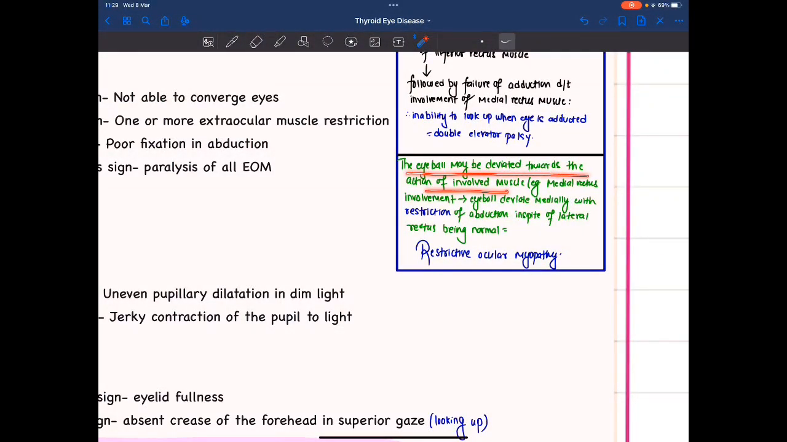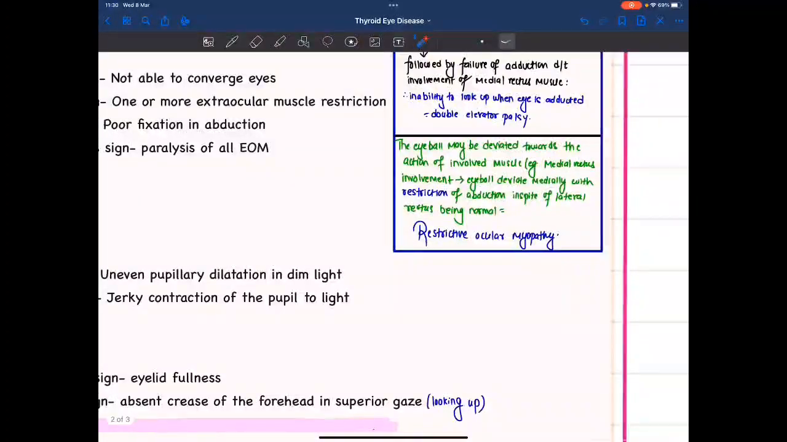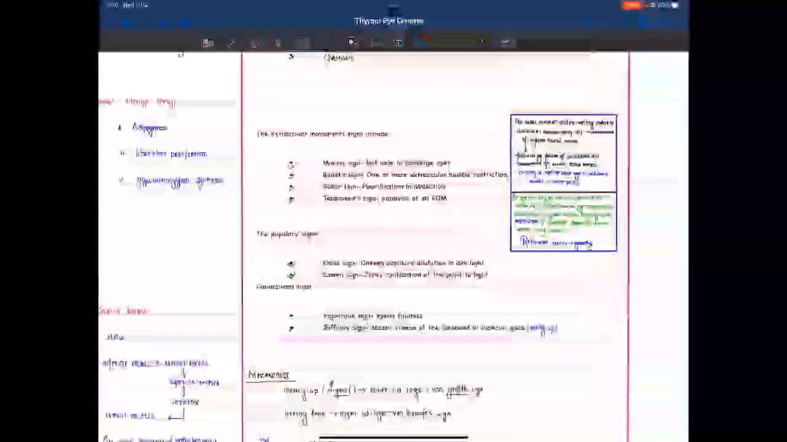Note, this is a very important thing. For example, if the medial rectus is involved, the eyeball is deviated medially towards the muscle involved, with restriction of abduction in spite of the lateral rectus being normal. In spite of the lateral rectus being normal, the eye is deviated medially towards the side of the affected muscle, that is the medial rectus. This is known as restrictive ocular myopathy.